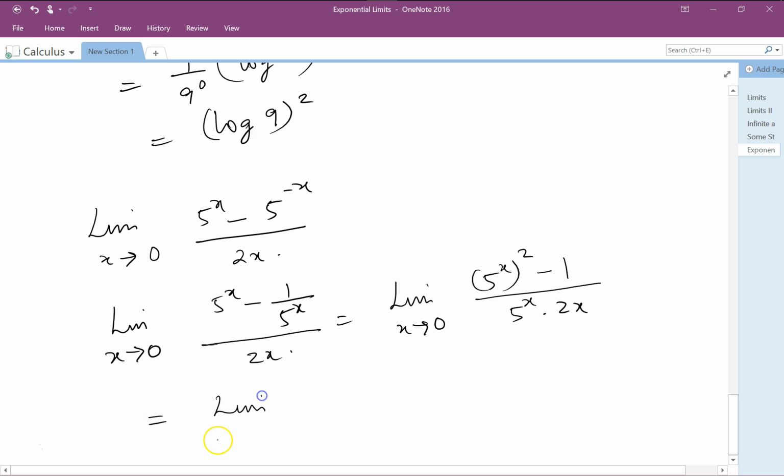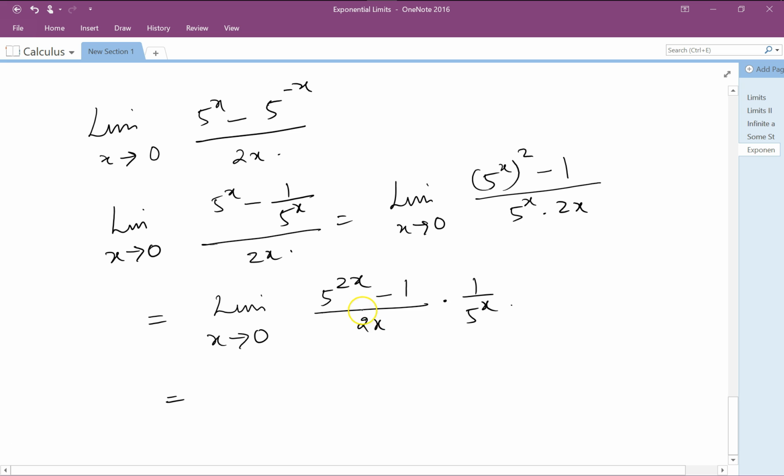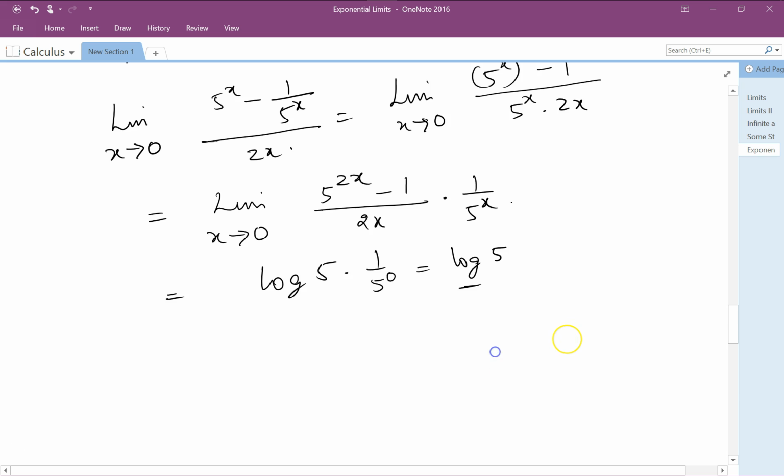So this becomes limit as x approaches 0, 5 to the power of 2x minus 1 by 2x times 1 by 5 to the power of x. Now the identity of this becomes log 5. So log 5 times 1 by 5 to the power of 0, which is log 5.